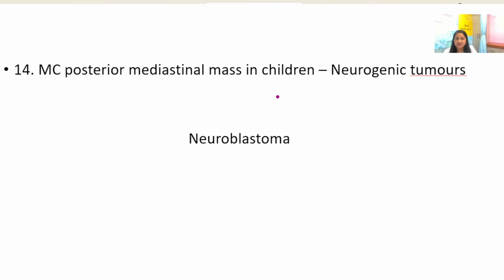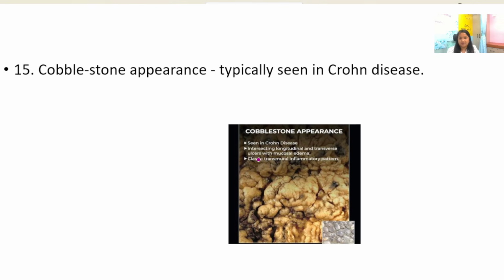Most common posterior mediastinal mass in children. These are tumors of neurogenic origin, and the most common tumor is neuroblastoma. The others are foregut cysts and lymphomas. But the most common posterior mediastinal mass is neuroblastoma.